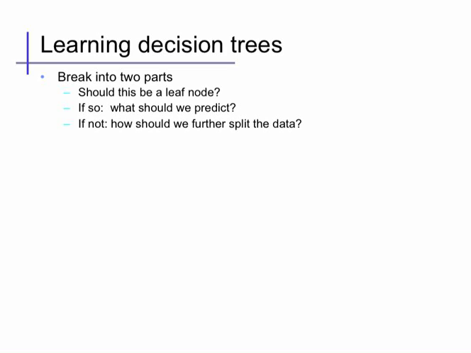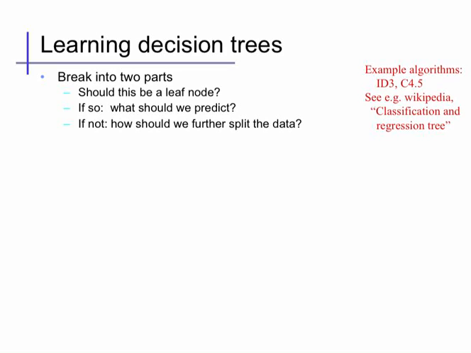In particular, we proceed recursively. Given a set of training points, we make a few decisions. First, we decide whether or not this should be a leaf node. If it should, we'll be outputting a prediction. If not, we decide how we should further split the data.